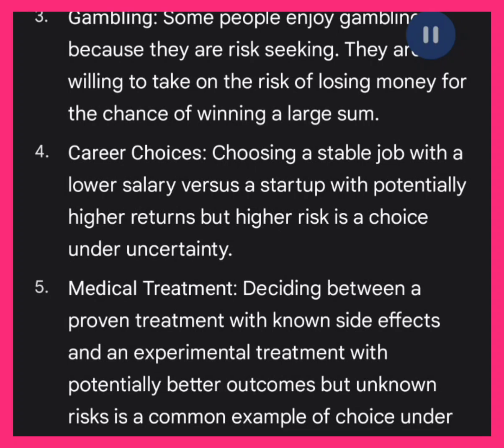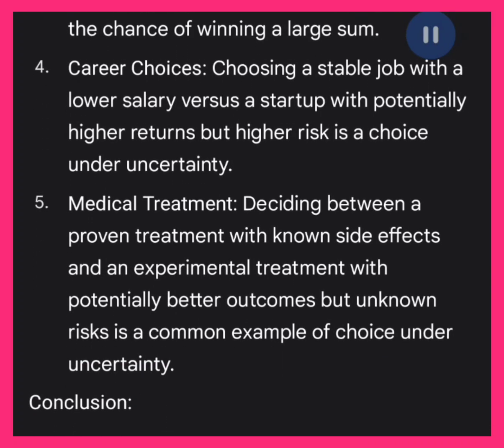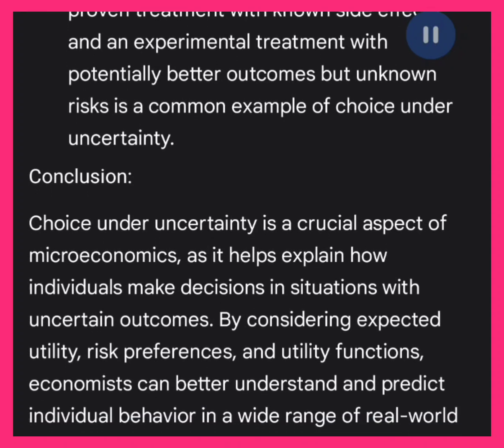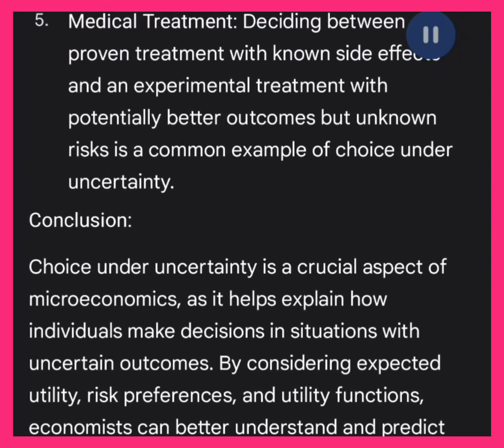4. Career choices. Choosing a stable job with a lower salary versus a startup with potentially higher returns but higher risk is a choice under uncertainty. 5. Medical treatment. Deciding between a proven treatment with known side effects and an experimental treatment with potentially better outcomes but unknown risks is a common example of choice under uncertainty.